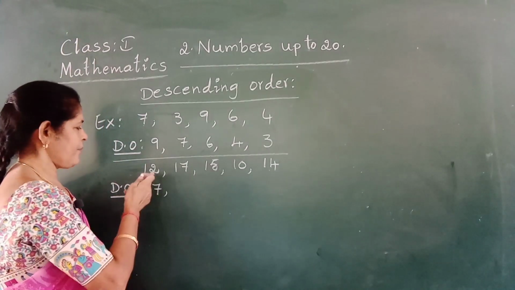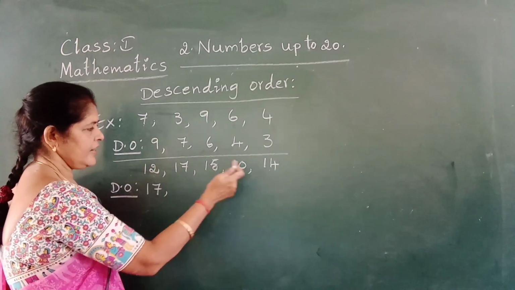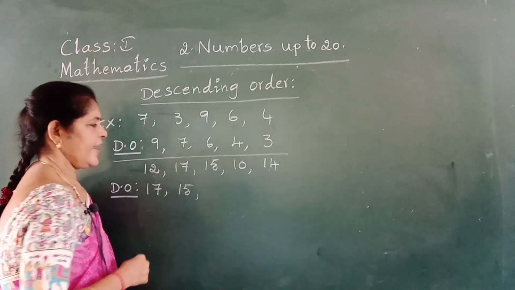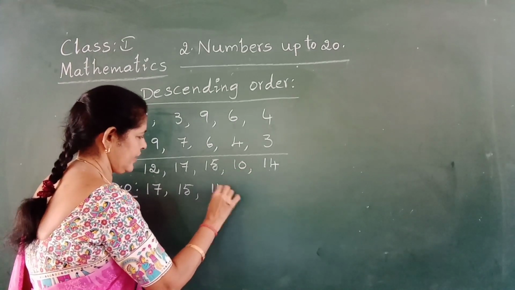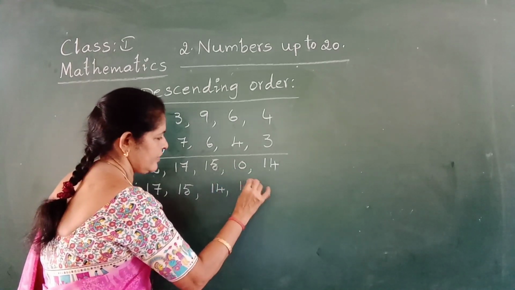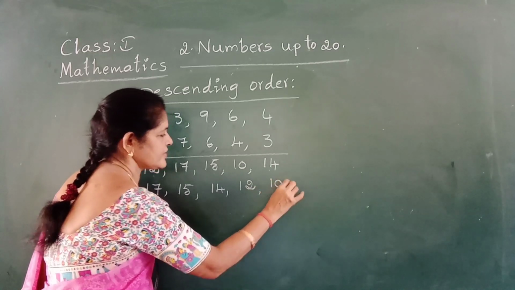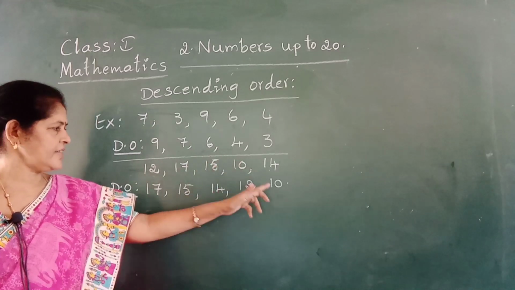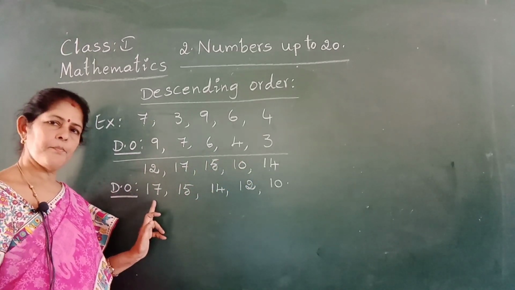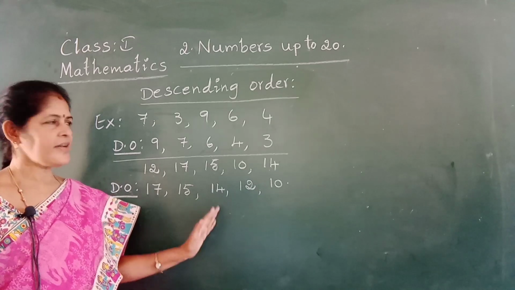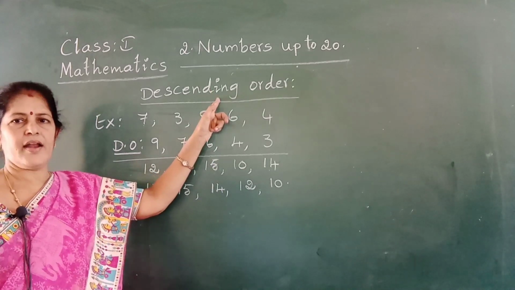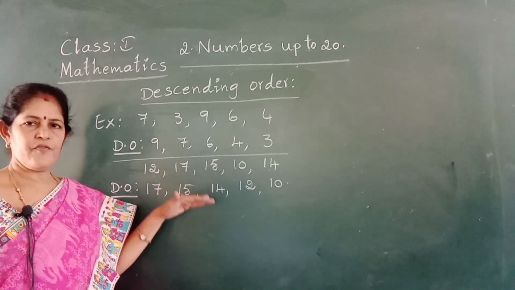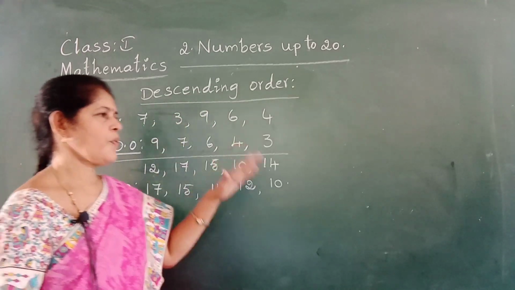Now go through next numbers. 12, 15, 10, 14. Yes, 15. Very good. Next, 14. Next, 12. Next, 10. 10 is the small. That's why it comes in the last place. In the given numbers, 10 is the small, 17 is the big. This arrangement of numbers is called descending order. In descending order, we arrange the given numbers big number to small number.